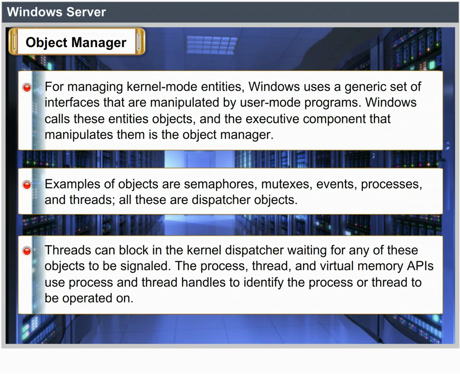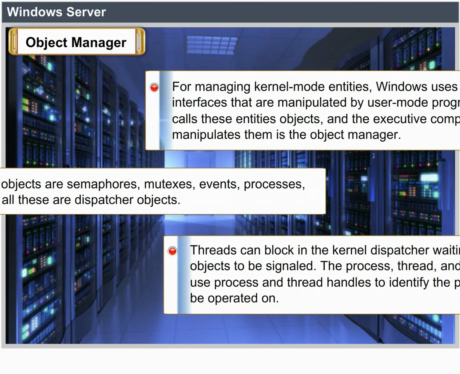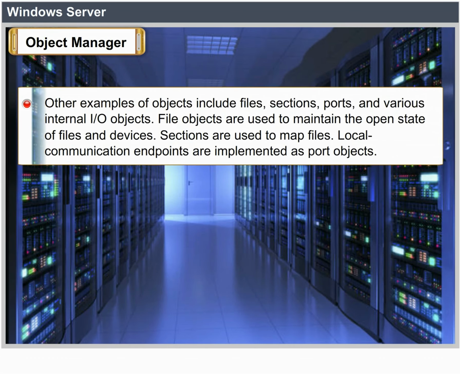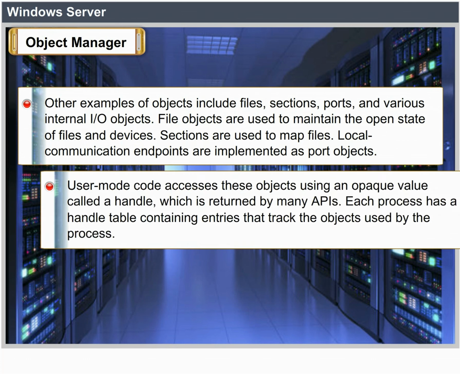The process, thread, and virtual memory APIs use process and thread handles to identify the process or thread to be operated on. Other examples of objects include files, sections, ports, and various internal I/O objects. File objects are used to maintain the open state of files and devices. Sections are used to map files. Local communication endpoints are implemented as port objects.